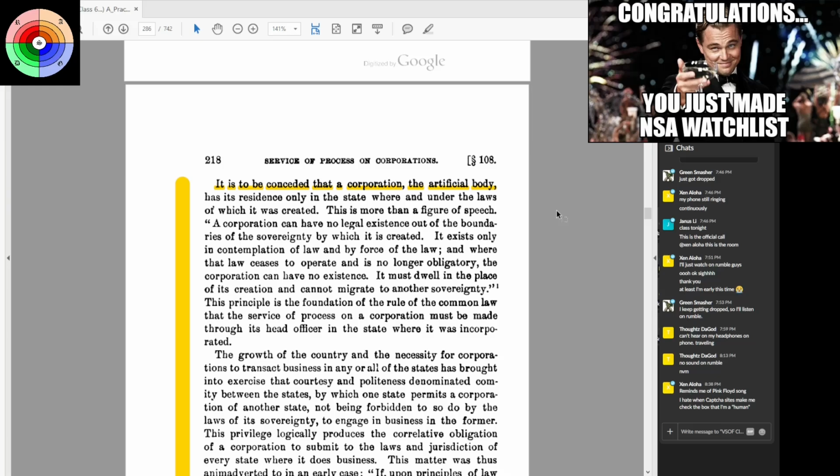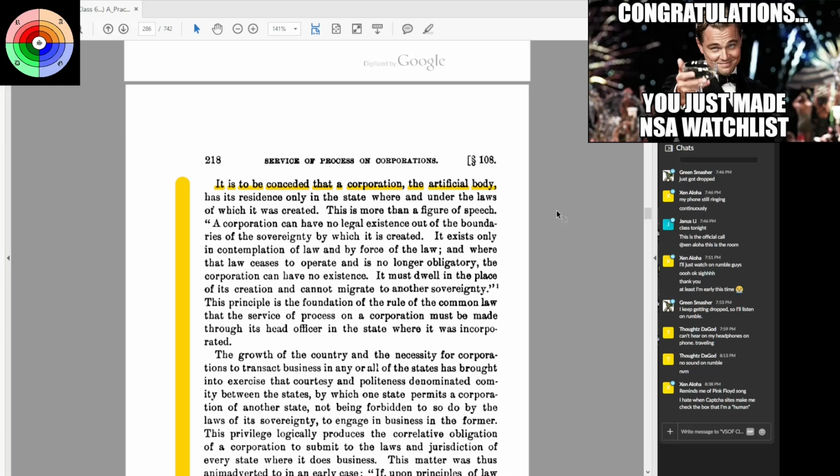But to continue, it is to be concluded that a corporation, the artificial body, has its residence only in the state where and under the laws of which it was created. This is more than a figure of speech. Quote, a corporation can have no legal existence out of the boundaries of the sovereignty by which it is created. It exists only in contemplation of law and by force of the law. And where that law ceases to operate and is no longer obligatory, the corporation can have no existence. It must dwell in the place of its creation and cannot migrate to another sovereignty.